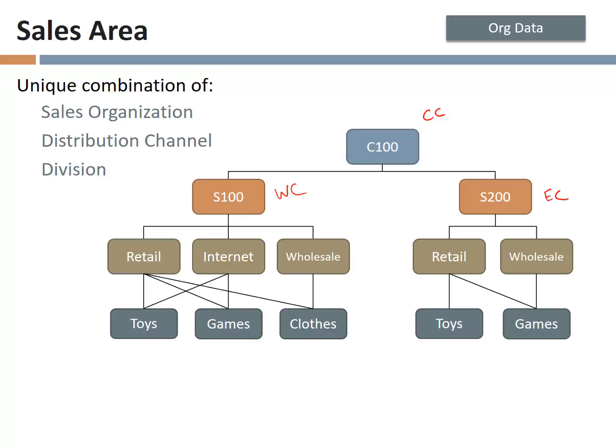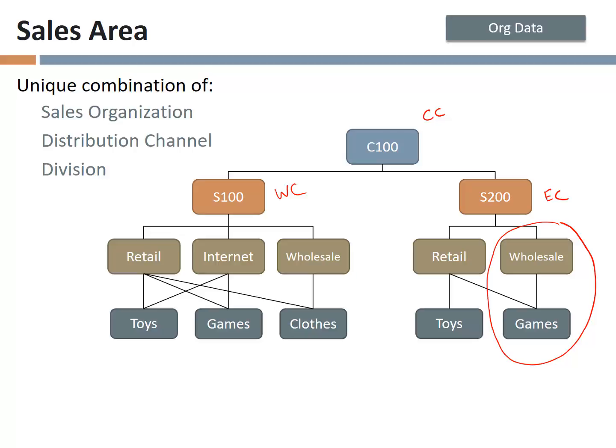If we go over to the East Coast, they sell toys, but they can only retail toys. They sell games, and they can retail and wholesale games. So the East Coast is authorized to sell games at wholesale, but the West Coast doesn't have that pathway. They are not authorized to do so based on the way we want to organize our company. And so that's what sales areas do for us. It gives us the ability to take a sales organization, a distribution channel, and a division, and say, yes, this makes sense. This is how we want to do things.